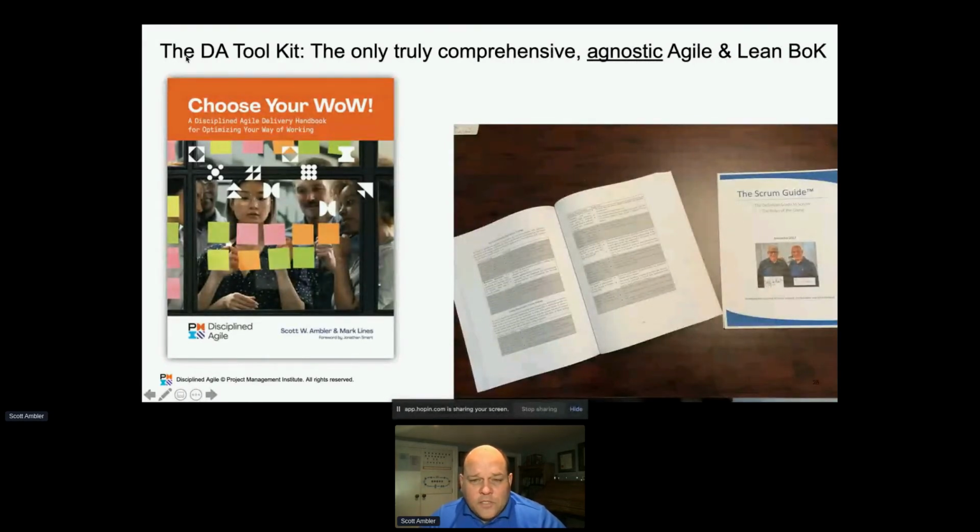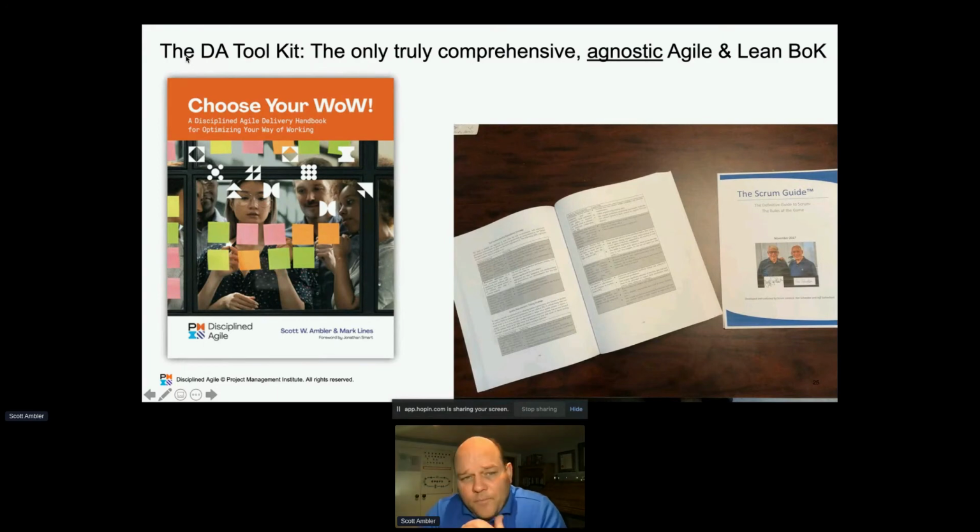I'll show you examples of this in a minute. It's also captured in PMI's Choose Your WoW book, which Mark Lyons and I co-wrote. This is basically a reference manual for putting practices into perspective, into context. We'll see examples you can actually read in a minute, so don't squint at what I'm showing in that book.